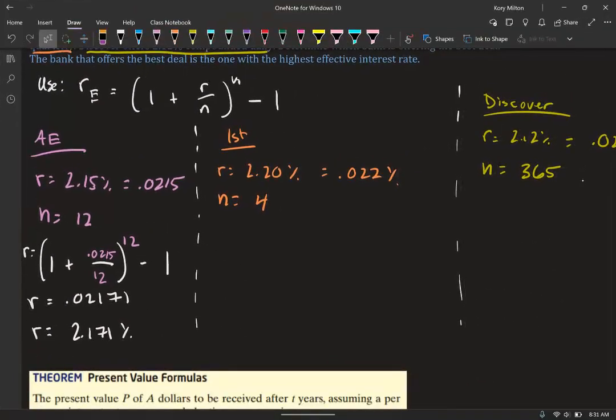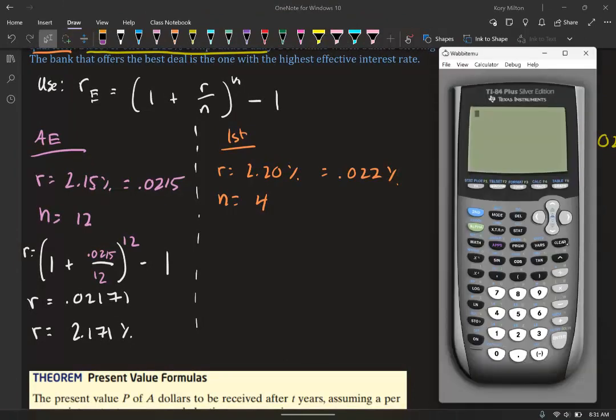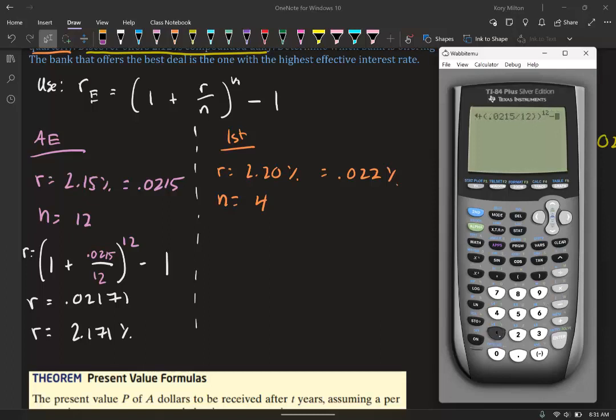Now let's say you have an older calculator. How would we approach this with an older calculator? So with an older calculator, we would have parentheses 1 plus parentheses again 0.0215 over 12. So that's closing out the fraction, that's closing out the parentheses, all to the power of 12 minus 1.